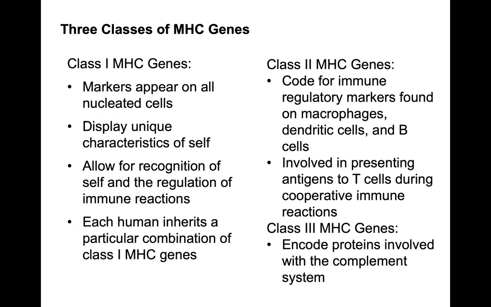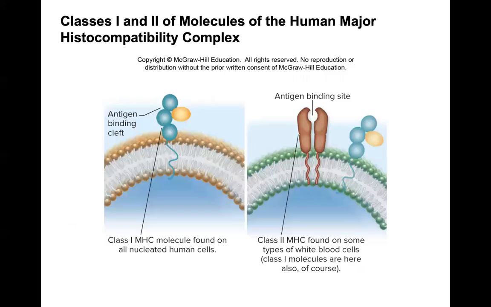Class 2 MHC genes code for immune regulatory markers found on macrophages, dendritic cells, and B cells. They are involved in presenting antigens to T cells during cooperative immune reactions. And then the class 3 MHC genes encode proteins involved with the complement system. And here you can see these MHC genes. They are essentially receptors on the surface of our immune cells.